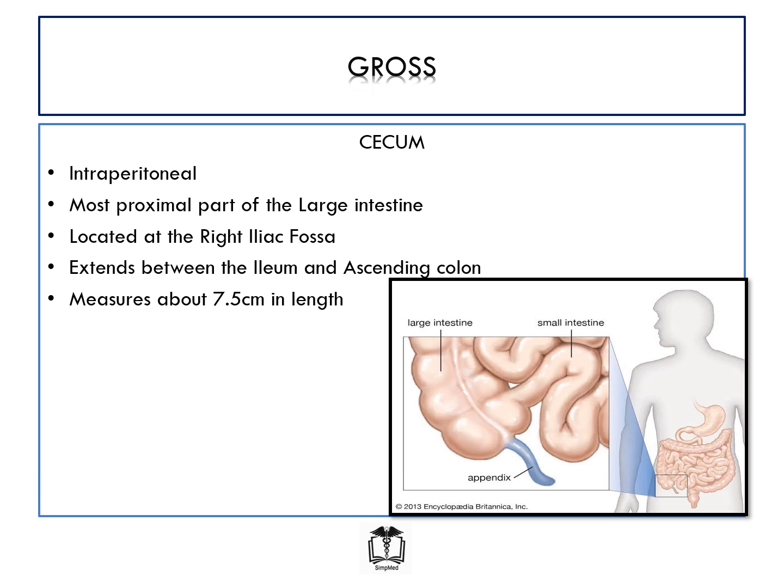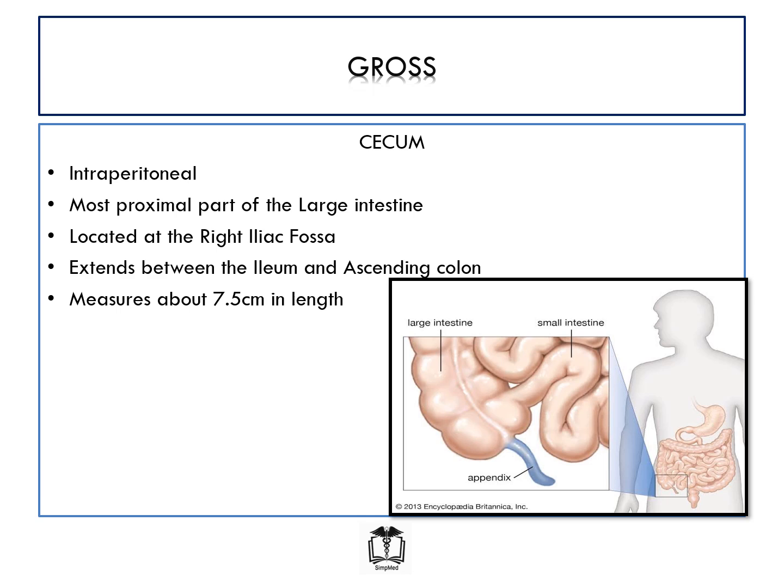So when we talk about the large intestine as a continuation of the small intestine, the very first structure we start with will be the cecum. It is located in the right iliac fossa. It tends to ascend or extend to become the ascending colon. So it extends between the ileum and the ascending colon. And then finally, in terms of its measurement, it measures about 7.5 centimeters in length.